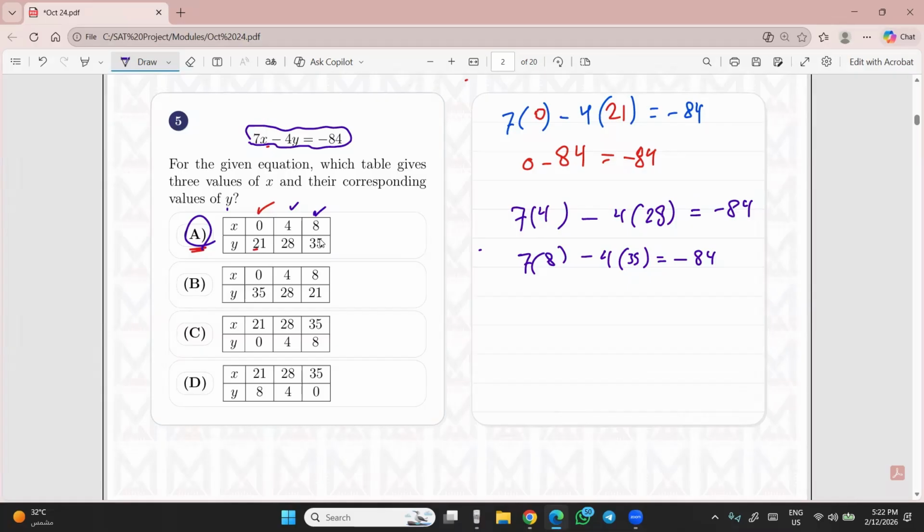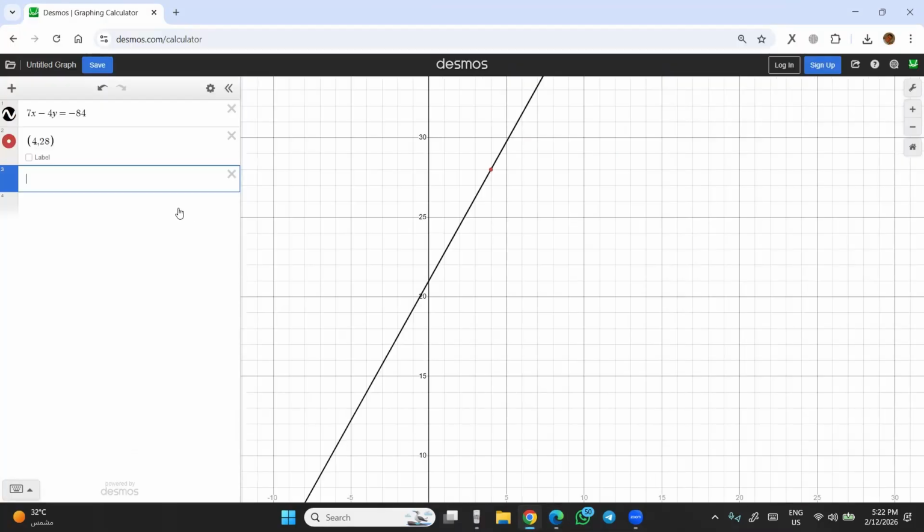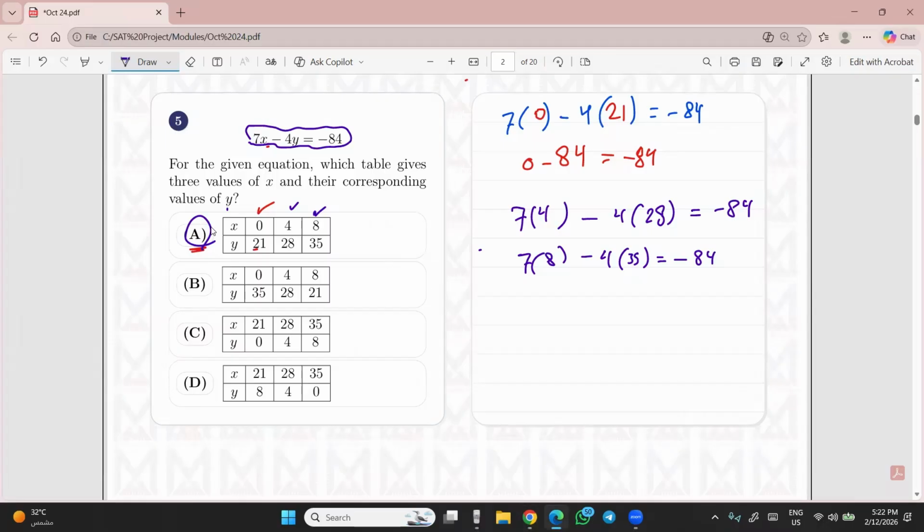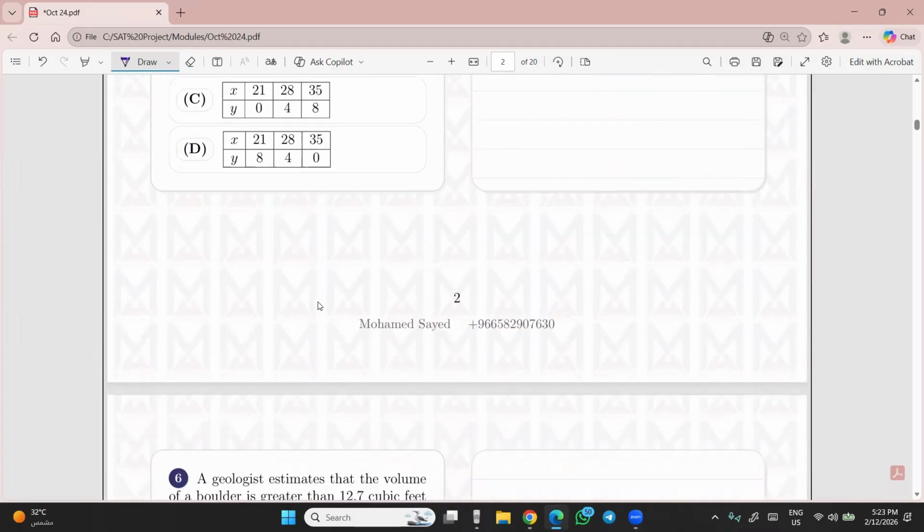Now the last one, 8 and 35. You can also check 8 and 35 like this. Don't forget to write the comma. And 8 and 35 is also on the line. So the 3 points are on the line, which means this is a solution to this equation. So it cannot happen to get two answers correct.